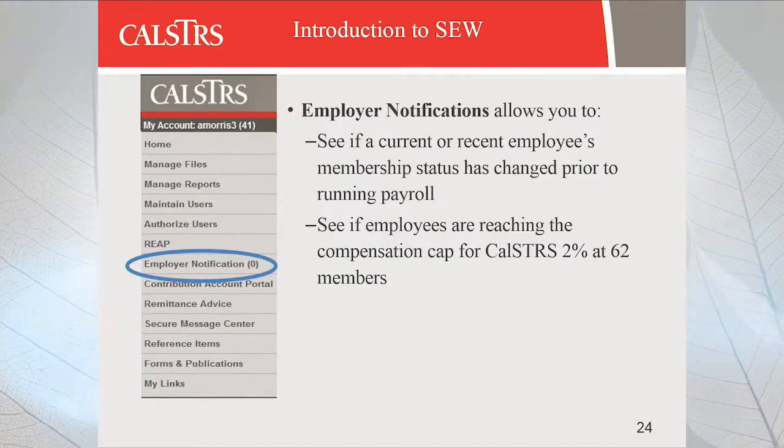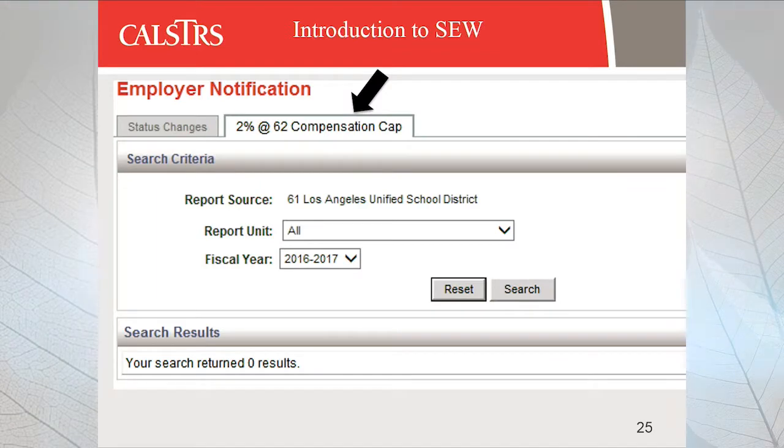All right, employer notifications. So there's two things in employer notifications here. It talks about status changes and the 2% at 62 compensation cap. So for the 2% at 62 compensation cap, this is if a member with the 2% at 62 benefit structure comes close to the compensation cap, or reaches about 80% of it, their names will be listed there. So you'll be able to notify them about that.